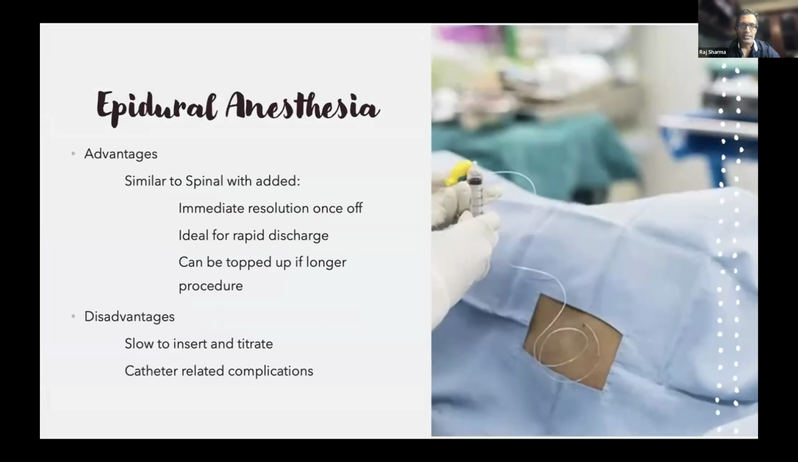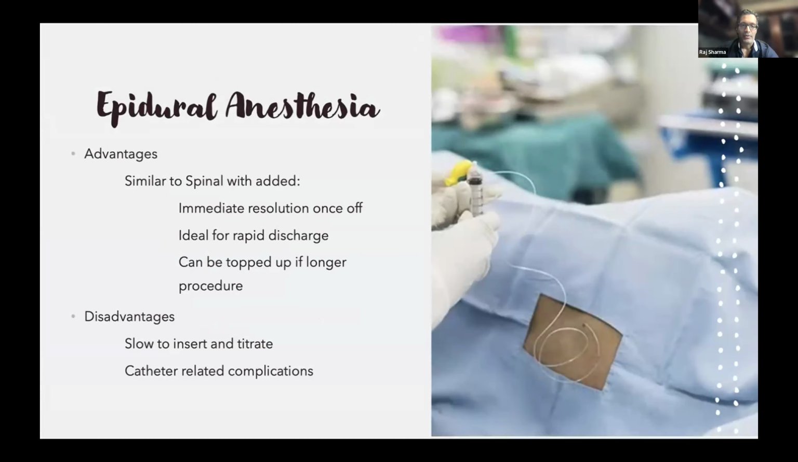In terms of epidural anesthesia, it's another type, similar to spinal, with some added benefits. Those benefits are immediate resolution once you turn off the epidural. Ideal for rapid discharge. Can be topped up if it's a longer procedure, but the disadvantages are it's slower to insert, to titrate, and it takes a bit longer overall.